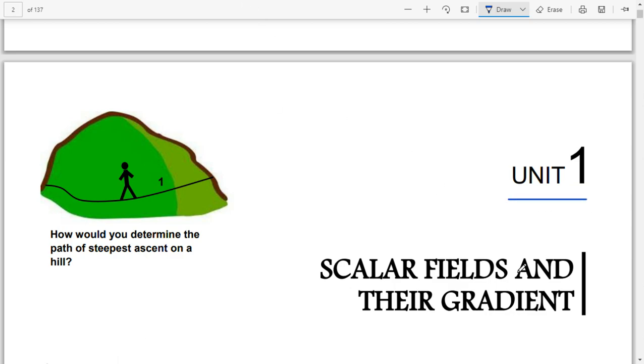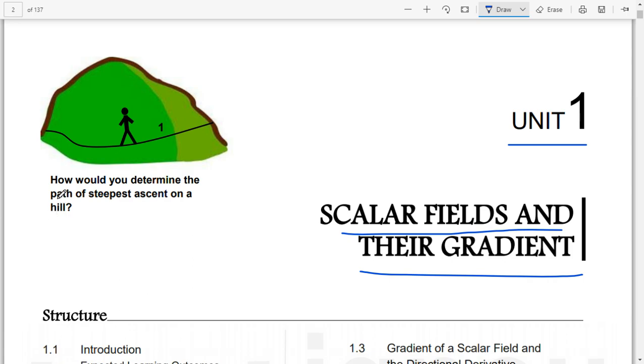Unit 1, Scalar fields and their gradients. How would you determine the path of steepest ascent on a hill? Comment this.